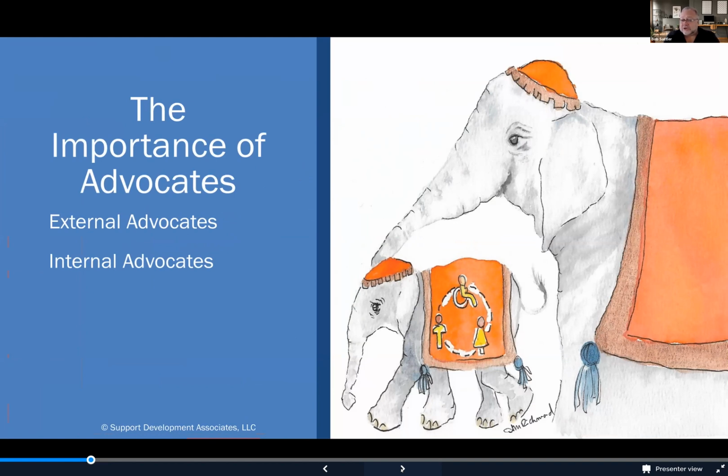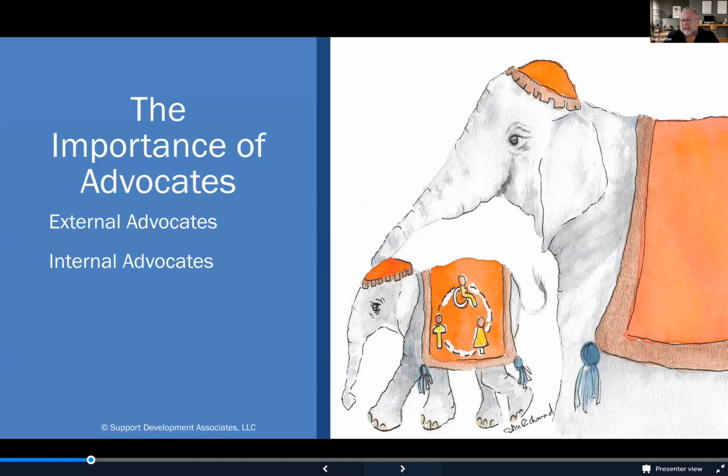So let us introduce you to our next set of elephants as part of our elemental series here. We've got a large elephant in the background, which really is representative of the system. It is the big thing in the room. And the little elephant in front is to represent the advocates, those who are internal to an organization, who may not have what they feel is the power to make changes, as well as the external advocates outside of the system that can really help move things forward.